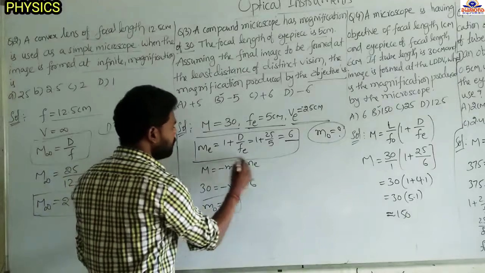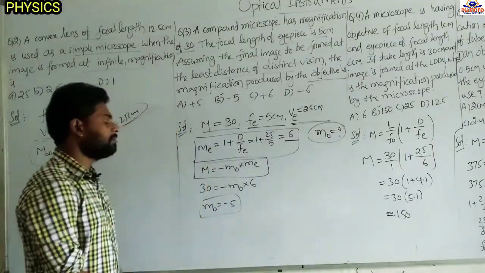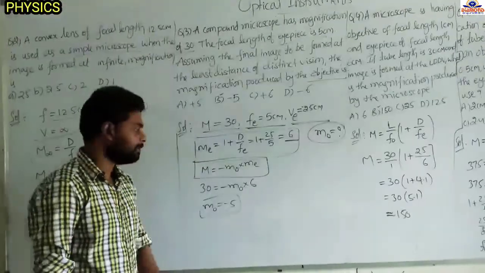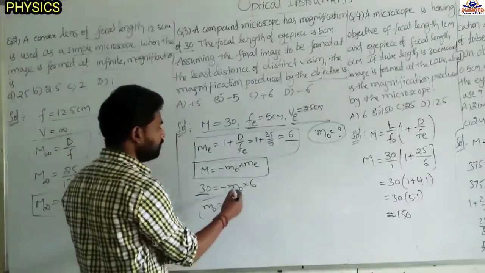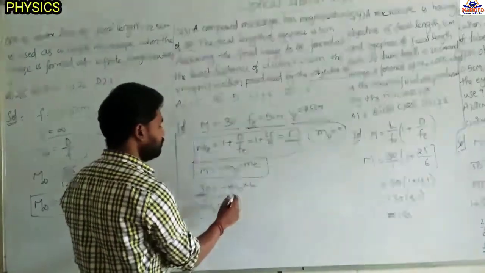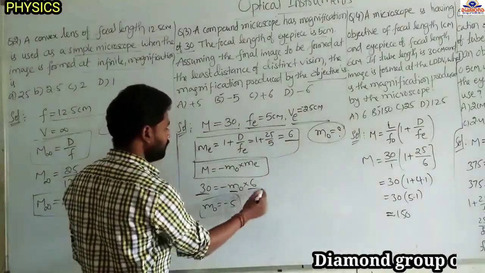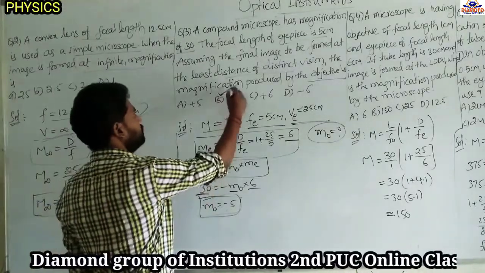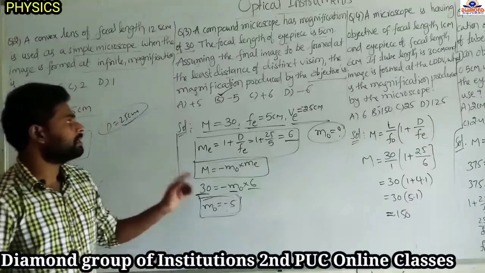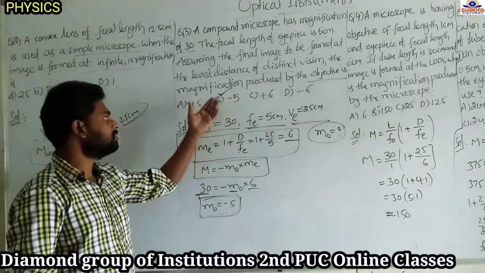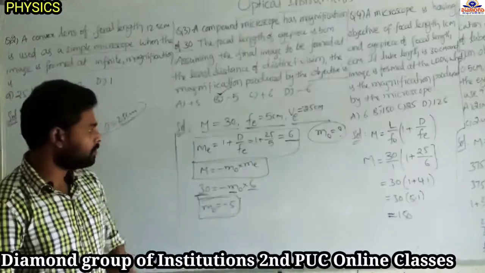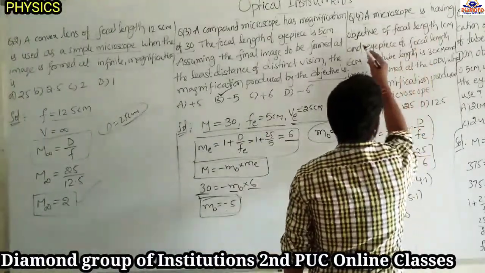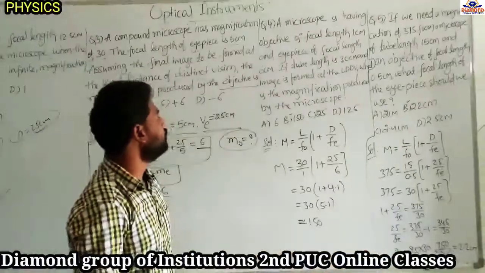So the magnification power of the compound microscope equals minus the magnification power of the objective lens into the magnification power of the eyepiece. The magnification given is 30, equal to minus M O times M E, and M E is 6 as we found already, so M O equals minus 5. Remember, if they give the magnitude only, they may not give the sign. If they give the sign, we have to use the proper sign. Remember the formula.